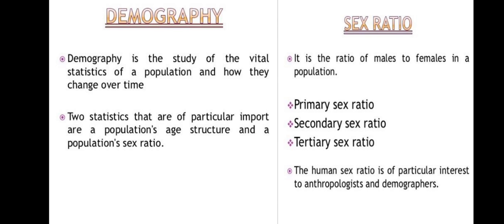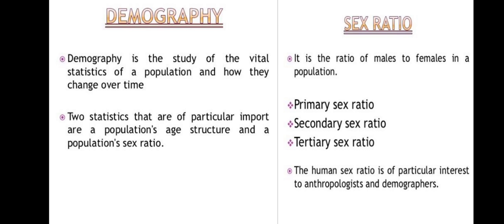Then next we see the demography of this population. Demography is the study of the vital statistics of a population and how they change over time. Two statistics that are of particular importance are population age structure and population sex ratio. We see what the concept of sex ratio includes. It is the ratio of males to females in a population. The sex ratio includes three types: first the primary, then the secondary, and the last one is the tertiary ratio.